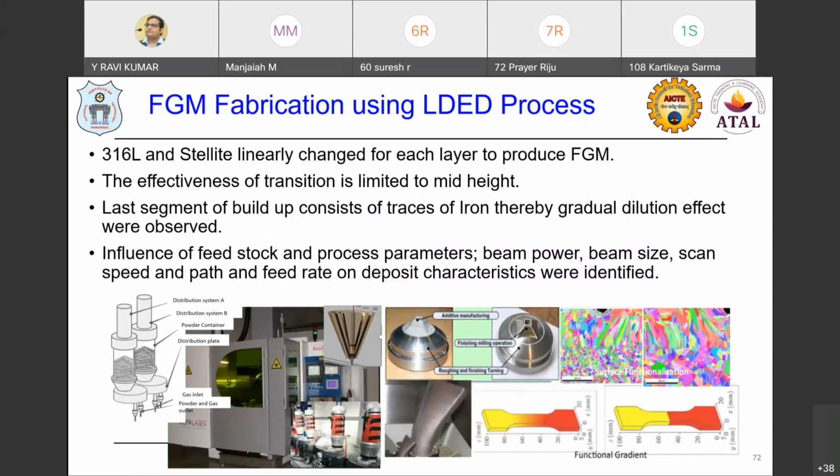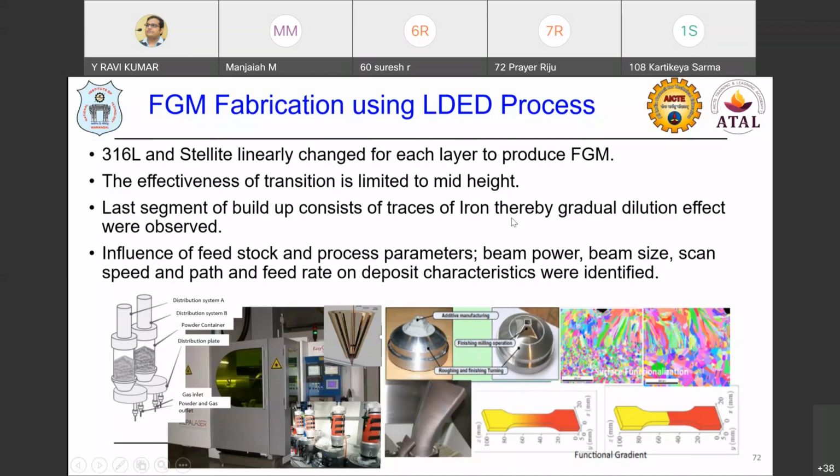Even with the functional Inconel 625 or Monel materials, or stainless steel and aluminum materials, we have tried different stainless steel with stellite, with linear changes and variations in each layer deposition. The effective transition is limited to the mid height, and the last segment buildup consists of traces of iron when you are using stellite as well as 316.